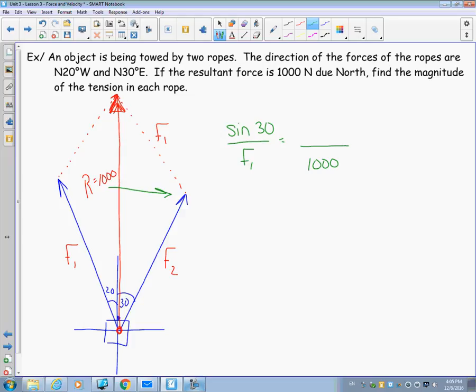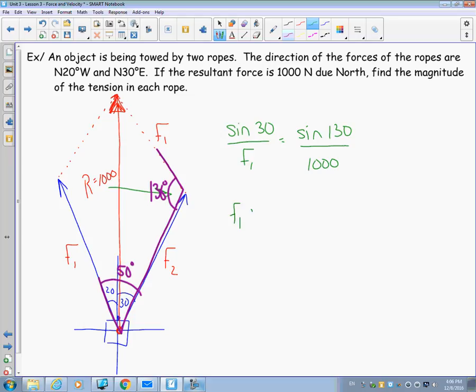And here's your thinking thing for this one. Hopefully you see a C pattern, because in a C pattern, the angles on the inside add up to 180. So this angle over here has to be 130. Okay, so I can say the sine of 130 matches up with 1,000. We can cross multiply and solve this.